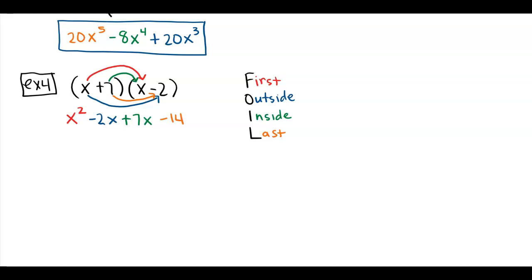Also in this one, you should notice that there are some like terms in the middle. I've got a negative 2x and a 7x that I need to combine together. So I've got my x squared. Then when I combine the two middle terms, I get plus 5x and then minus 14. And so that would be my answer. When I multiply these two binomials together, I get x squared plus 5x minus 14.